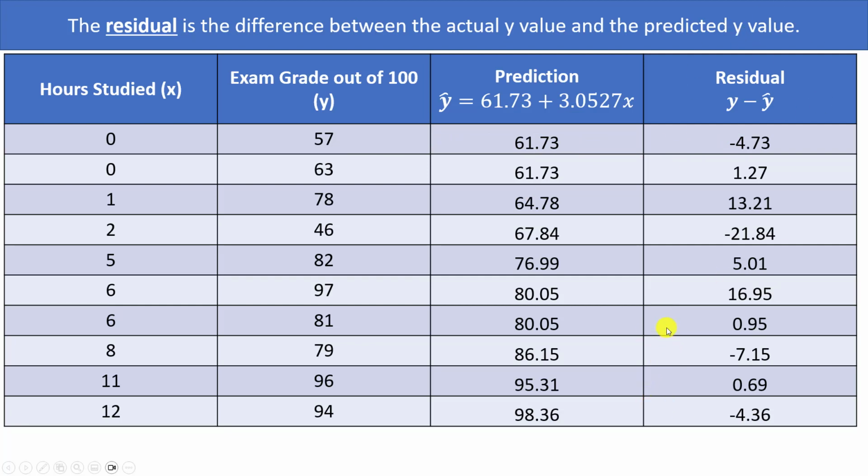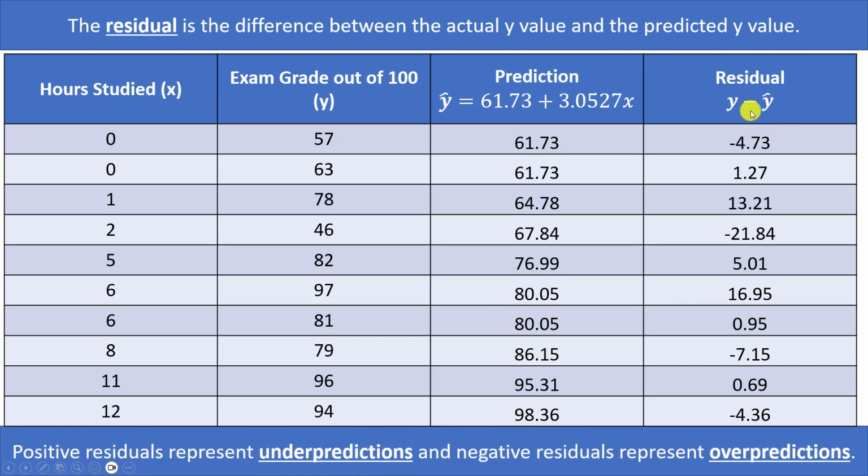Now, make sure that you're always doing the residual in this way. You are taking the actual value, y, and subtracting the predicted value, which is y hat. And if you do it that way, then any of the positive residuals are going to represent under predictions, and any of the negative residuals are going to represent over predictions, which might be a little bit backwards from what you'd expect in your brain. So let me just look at a couple of examples of those.